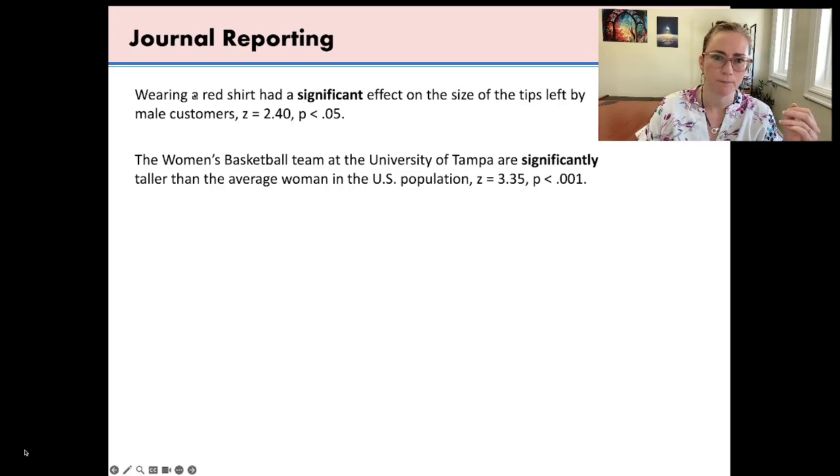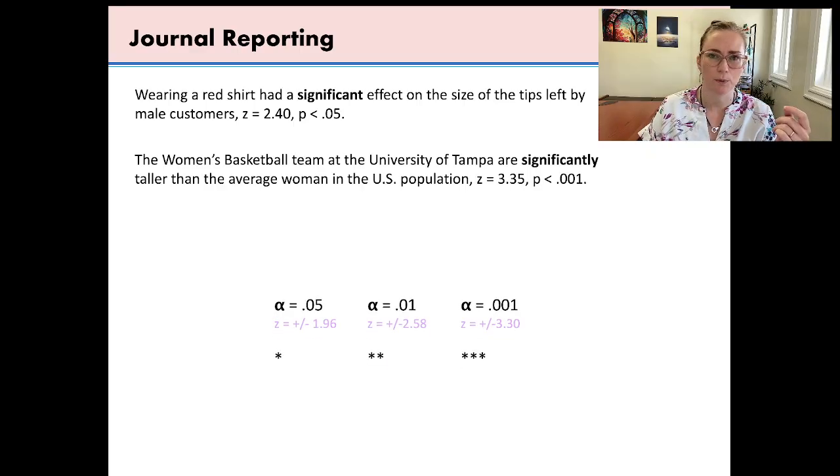So for example, reporting on the example that we did with the basketball players, the women's basketball team at the University of Tampa are significantly taller than the average woman in the population. Notice how I use the word significant here. Only if it's statistically significant can I use that word. Again, I report the Z, and in this case, the alpha level was actually 0.1%, so 0.001. You just have to do the transferring, times 100, to move the decimal over by two spots.